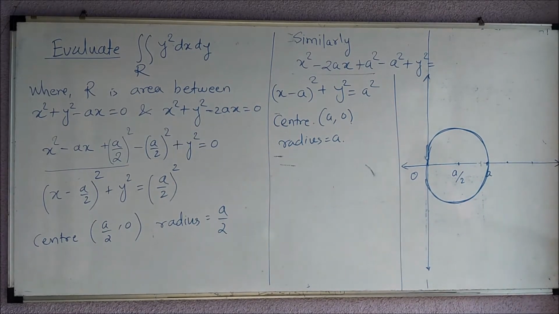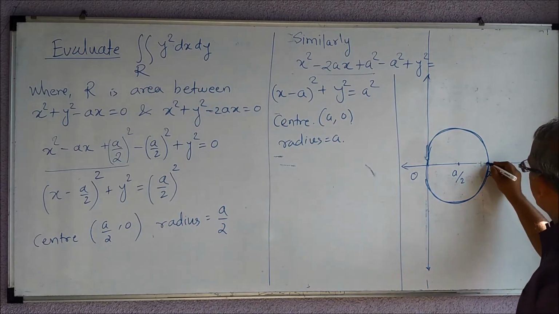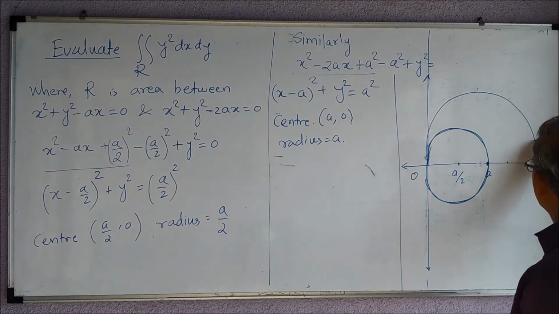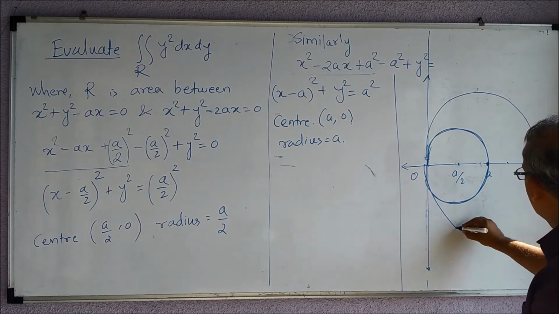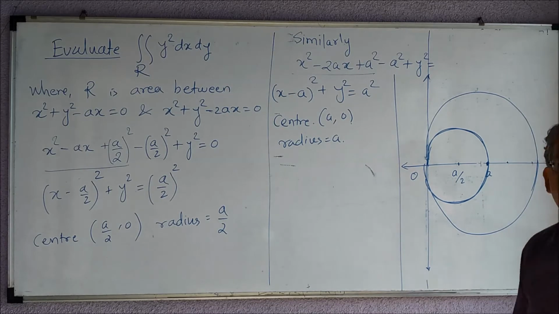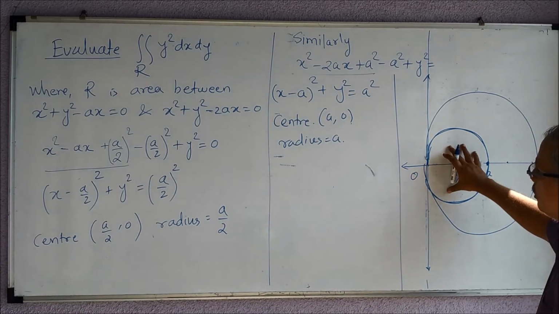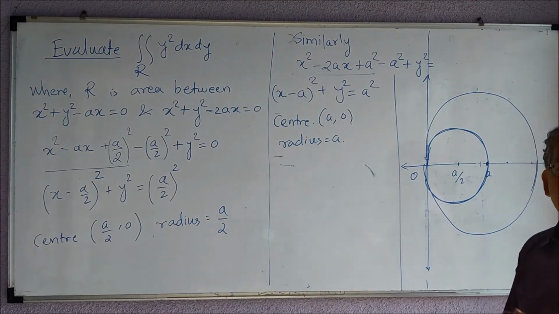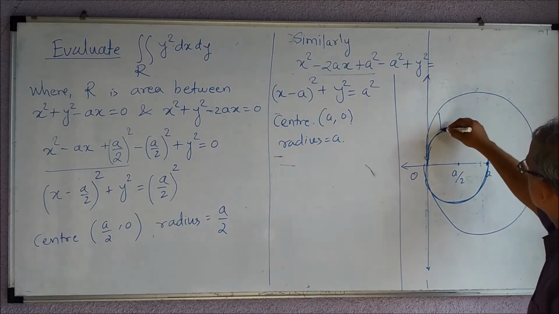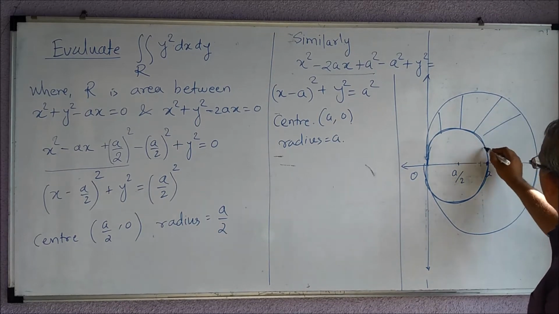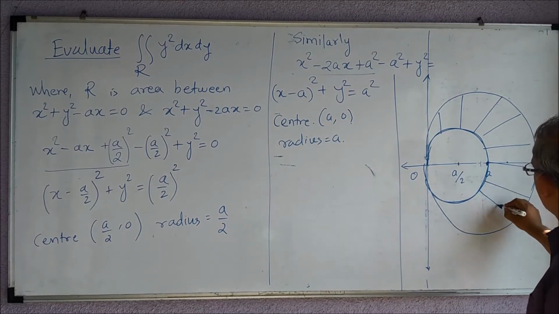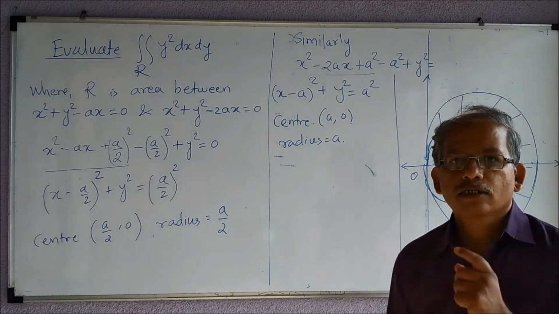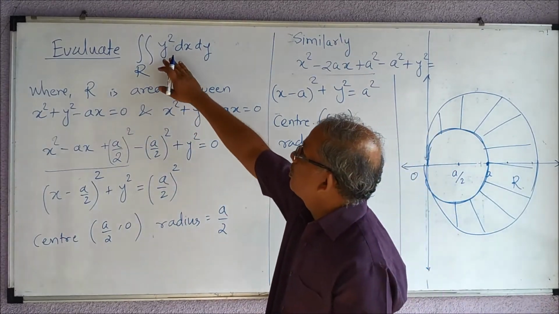So this is a circle like this. This is circle 1, and then the second circle is centered at a and of radius a, so that circle will be like this. So this is the smaller circle, this one, and this is the bigger circle, this one. Now we require the area between these two. So this is the required area, the region R on which we are integrating this particular function.